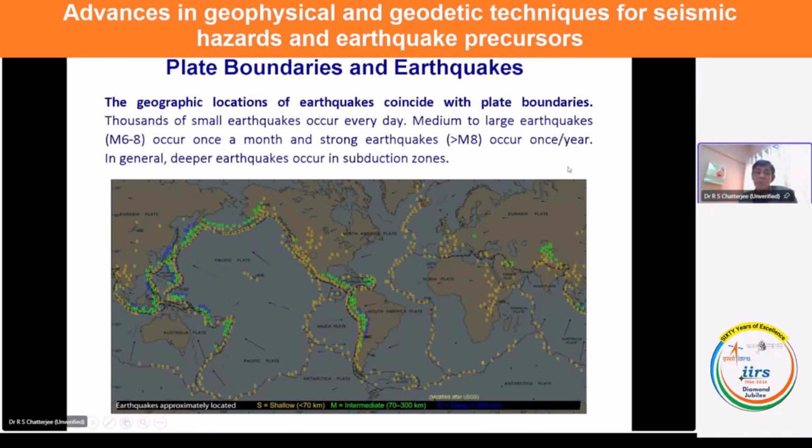But medium to large earthquakes, where the magnitude is 6 to 8, occur on an average globally once in a month. And the strong earthquake, where the magnitude is more than 8 or close to that, occurs on an average once in a year. But the great earthquakes, even greater than 8, like 8.5, even up to 9, are very, very rare.